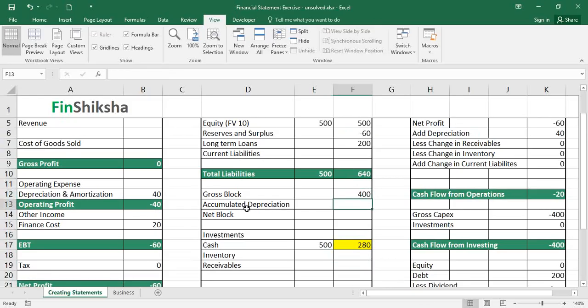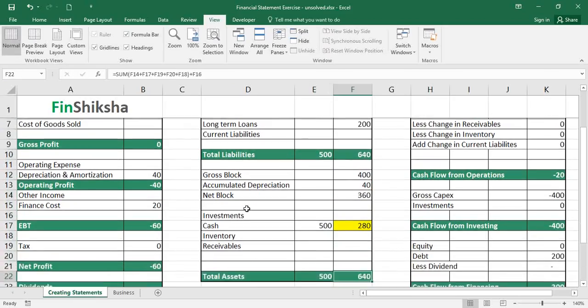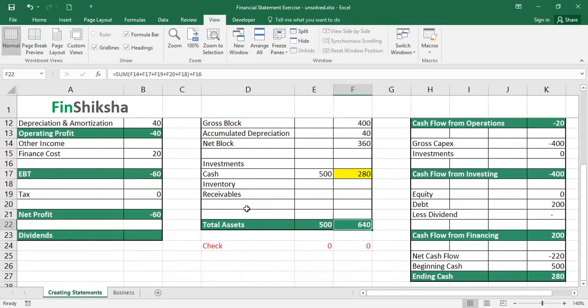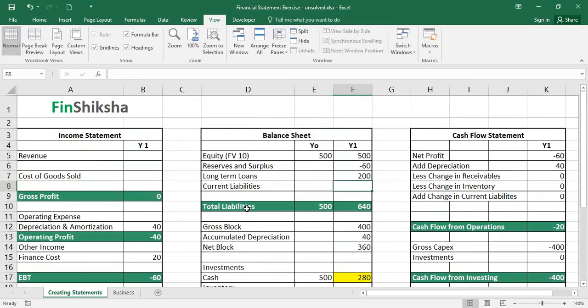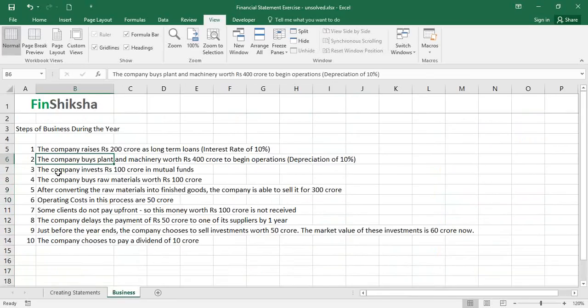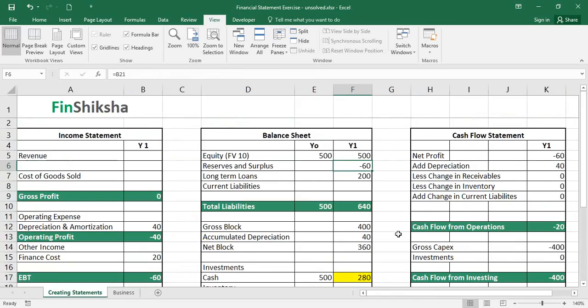But what does happen here is that the asset has lost its value. So the asset has lost 40 of its value, and the depreciation now is 40. So the net value of the asset is 360. Now you see total assets is 640 because you have 280 in cash and 360 in the end year value of the asset, and total liabilities are also 640. Who has taken this 60 crore of hit? The shareholders.